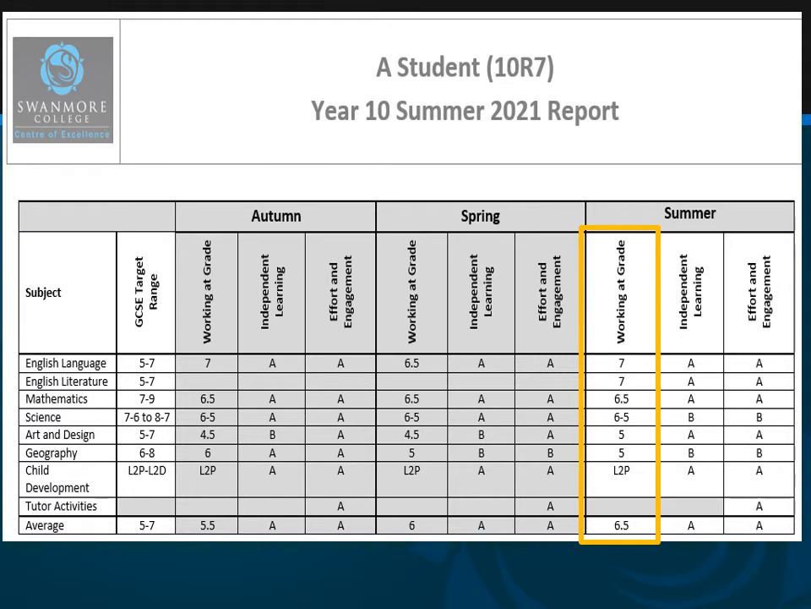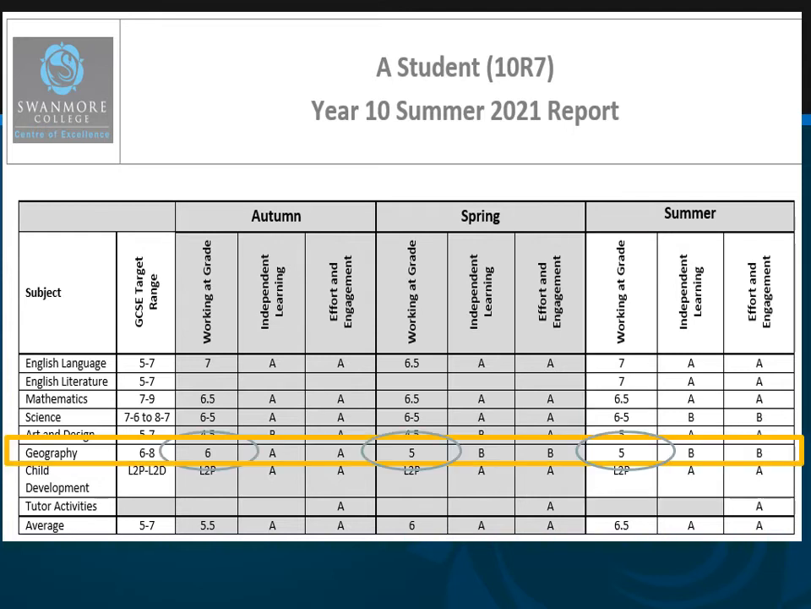It would be brilliant if the grades increased term on term. However, a working at grade that remains the same also represents progress, as each term we're testing more GCSE content. Let's look at an example in a bit more detail.